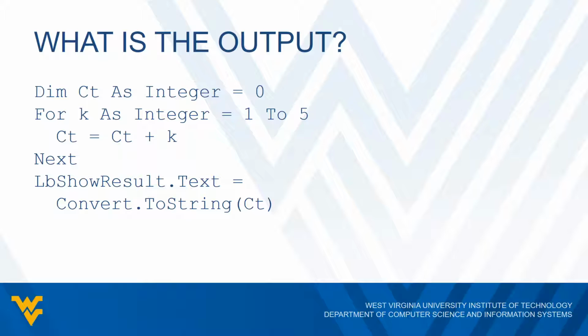Here's another example of the for next loop. So we see that the body of the loop is a little different than what we've done before. So I'm going to ask you again, try out this code and see if you can tell me what's going to get stored in the text of our label.